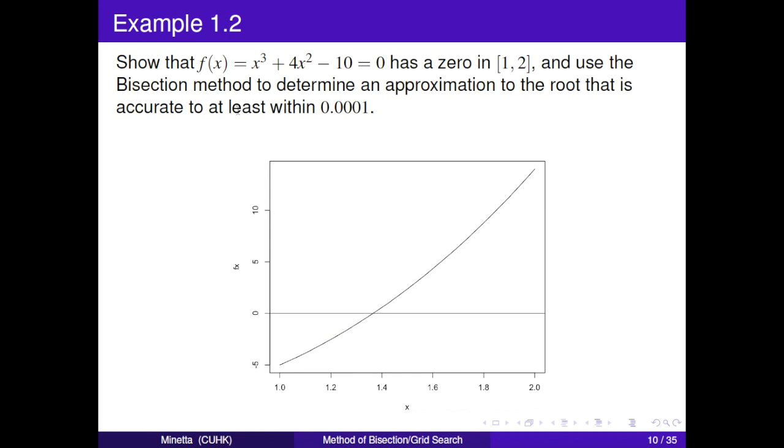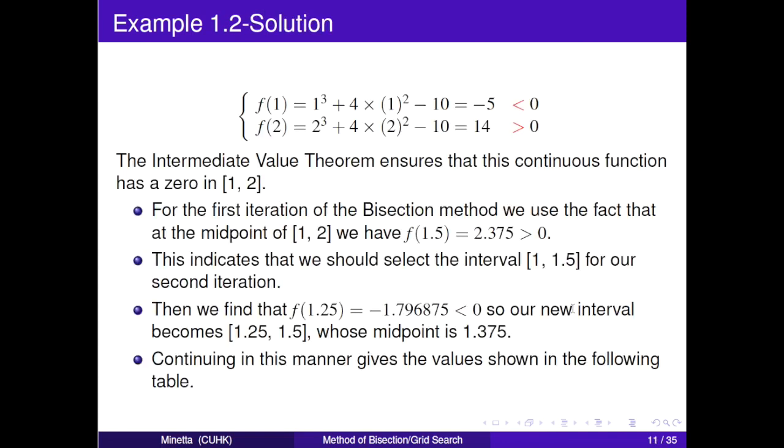Here is the second example. Show that f(x) = 0 has a zero in interval [1, 2] and use the bisection method to determine an approximation to the root that is accurate to at least within 10^-4. Before solving it, we plot f(x) first. We can see around x equals 1.4, f(x) equals 0. Here are the specific solutions.